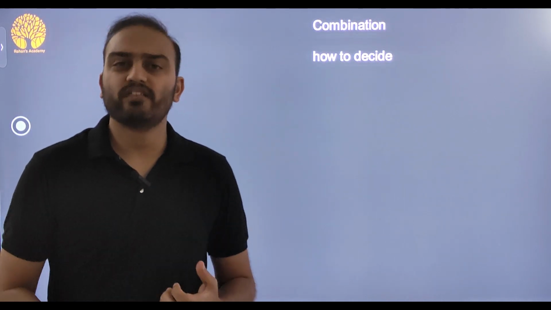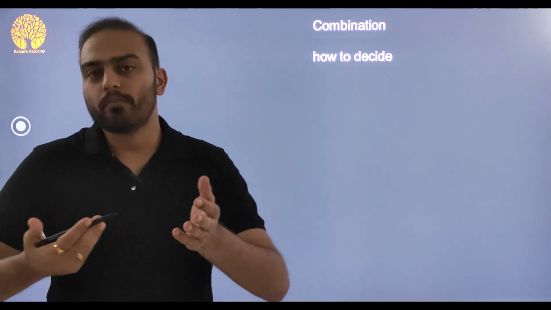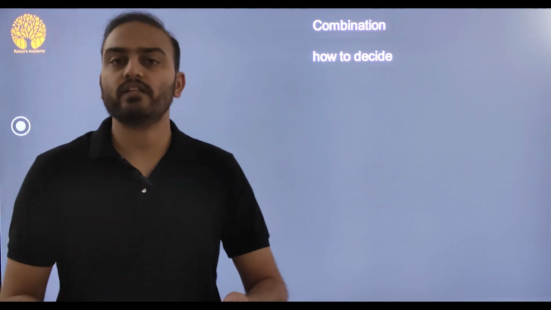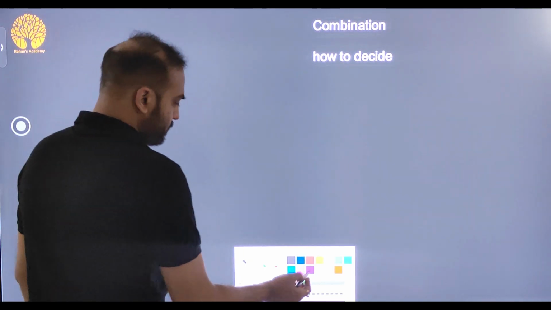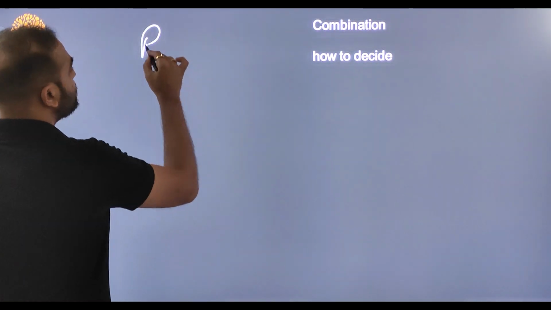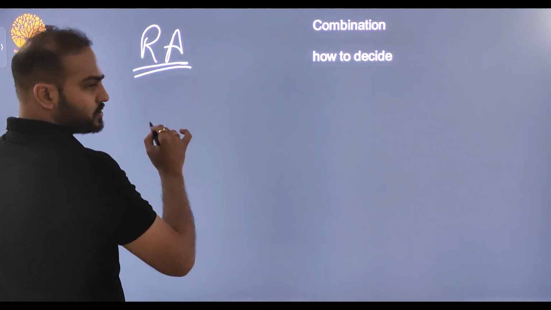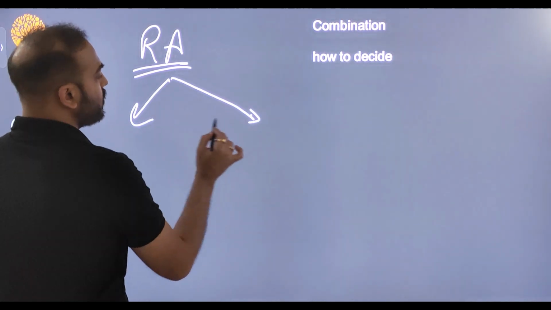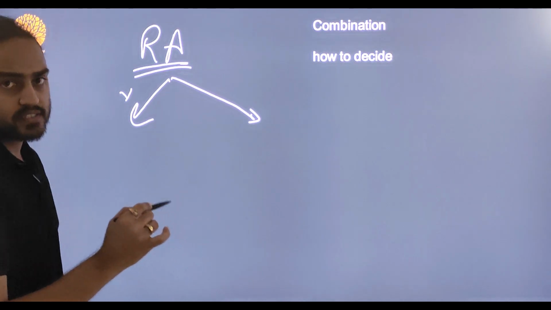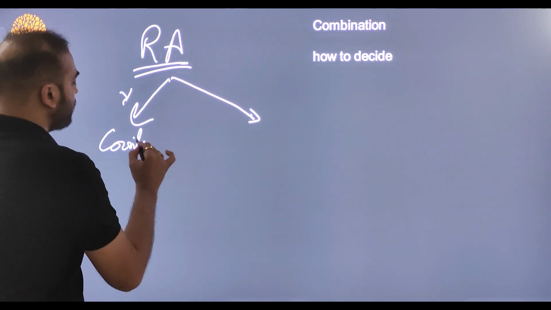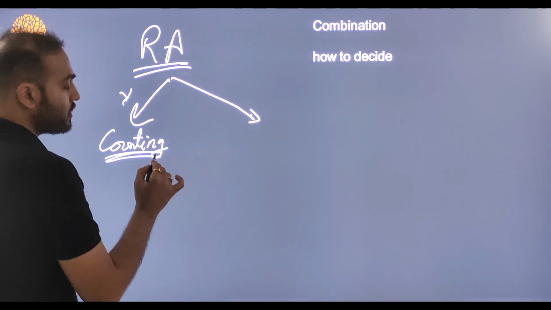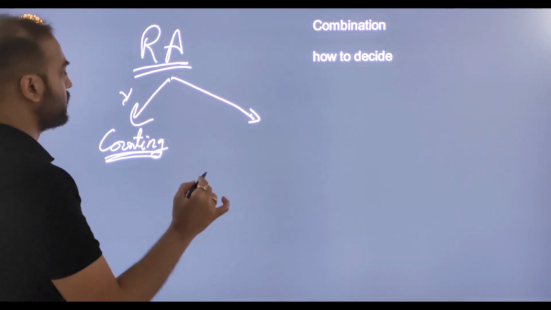Once we understand what combination is, the question comes: how do I decide whether I need to apply permutation, counting or combination? Remember, the first step is to always look at whether repetition is allowed or not. If repetition is allowed, you'll know that we do counting. We don't do permutation or combination, we use the concept of counting.